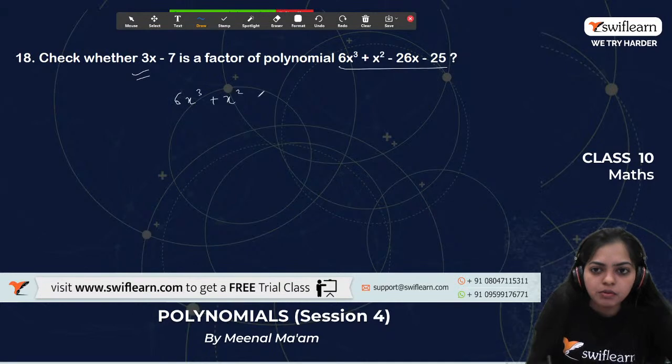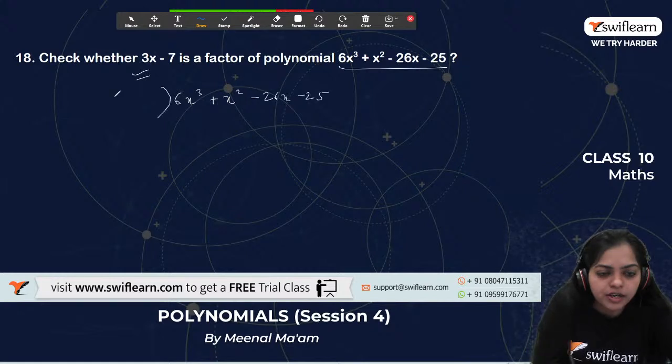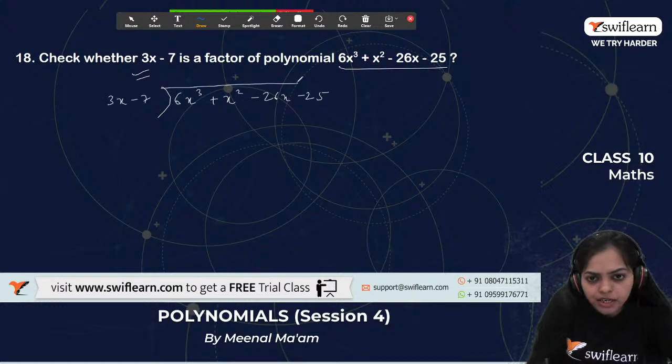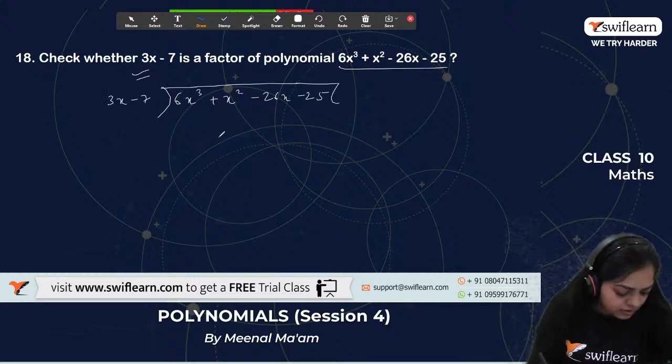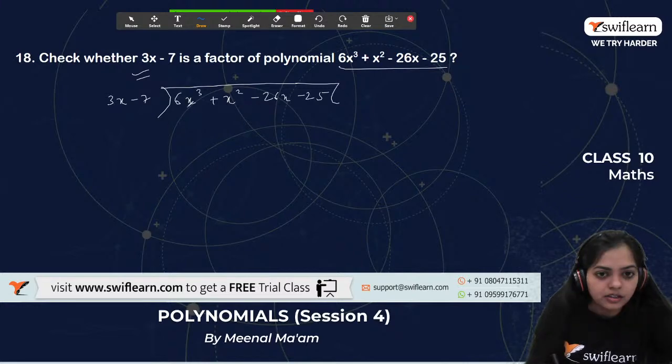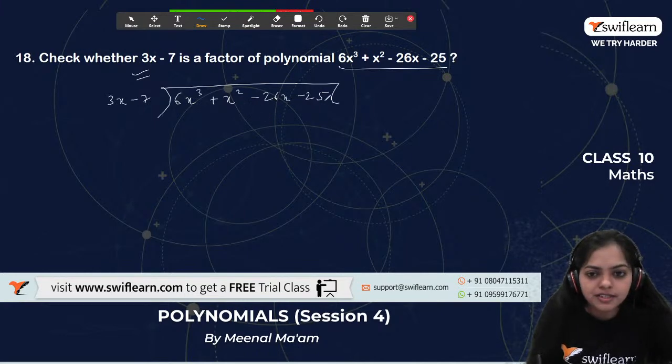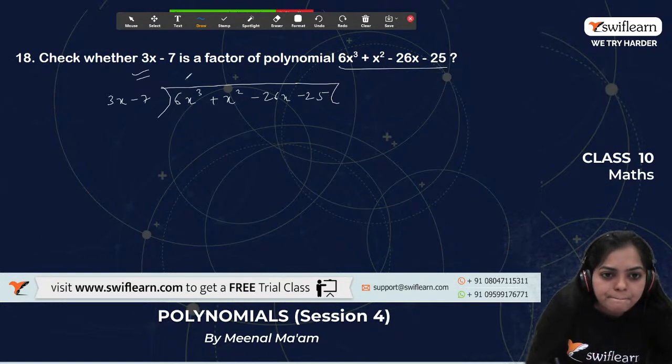So the given polynomial is this. Now applying the division algorithm with 3x minus 7. Alright, we solve the question together. You also solve simultaneously and I am also doing the question. Okay, all right. So 6x cube plus 20x square minus 26x plus 25. What will I multiply with 3 to make it 6x cube? 3 times 2 and x.